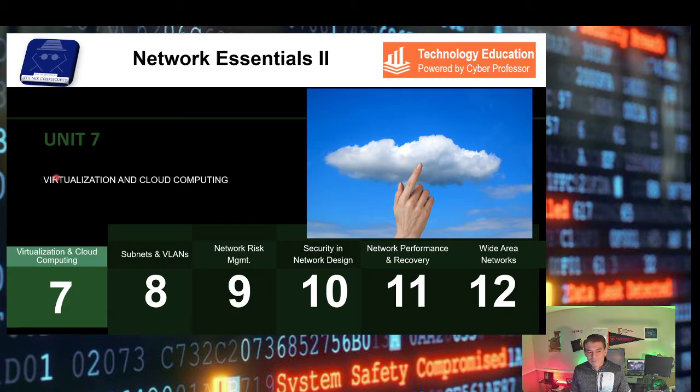So virtualization can take place within the walls of the company or organization that owns the technology, or they can outsource that virtualization to a cloud computing provider like Microsoft or Amazon or Google. So Microsoft has what is called Microsoft Azure, Google has Google Cloud, and Amazon has Amazon Web Services or AWS.